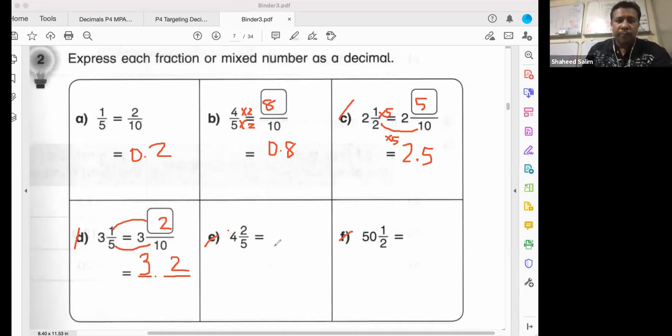Amara, the next one, Amara, come. This one is 4. You want to change it to 10 again. What do you multiply?